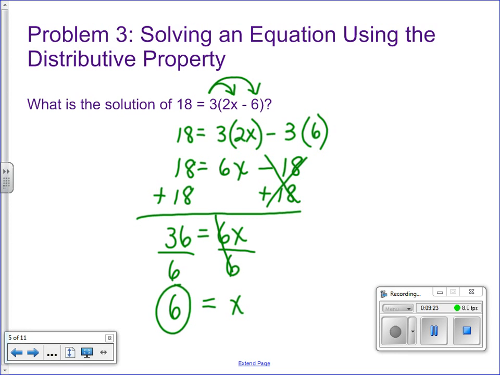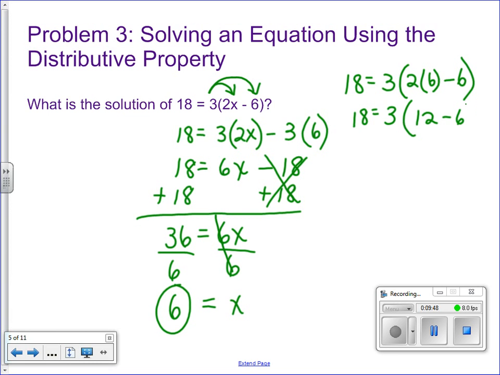So my answer is 6, and I can substitute that back up into my original equation, taking 2 times the 6, subtract 6, and let's go ahead and check this one. 2 times 6 is 12. 12 minus 6 is 6, and 3 times 6 is 18, so it checks out.